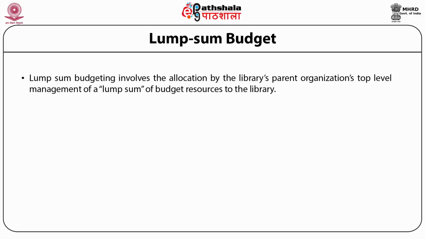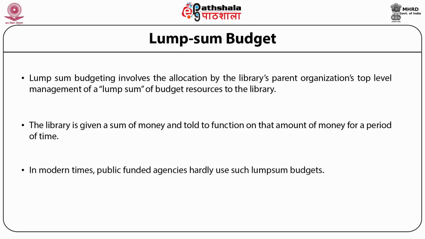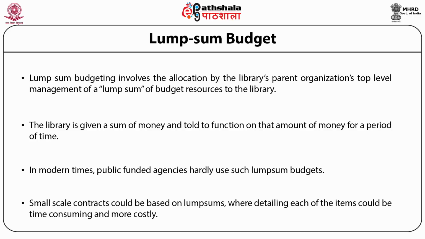Lump sum budget is one of the simplest methods of budgeting. It involves the allocation by the library's parent organization, top level management, of a lump sum of budget resources to the library. In this case, the library is given a sum of money and told to function on that amount of money for a period of time. In modern times, the public funded agencies hardly use such lump sum budgets. Small scale contracts could be based on lump sums in some cases, where detailing each of these items could be time consuming and more costly.